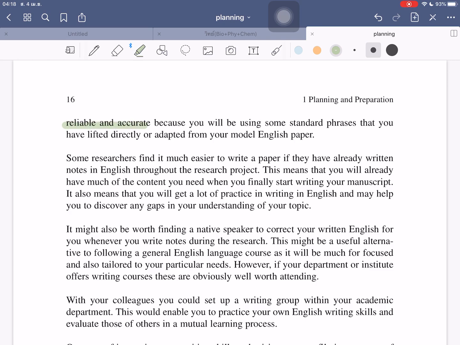reliable and accurate. You write, and for some reason it's much easier to write a paper if you have already written notes in English throughout the research project. So you make notes and then you write accordingly. It also means that you will get a lot of practice in writing English and may help you discover any gap in your understanding of your topic.